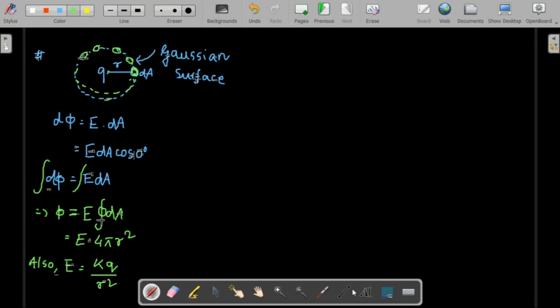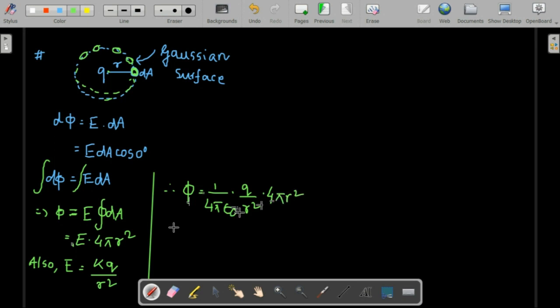Okay, so what we can do now is we can replace it here, and if we replace it, we get that the flux is equal to E. In place of E, I can write K, which is nothing but 1 by 4 pi epsilon naught, into Q divided by r square, into 4 pi r square.